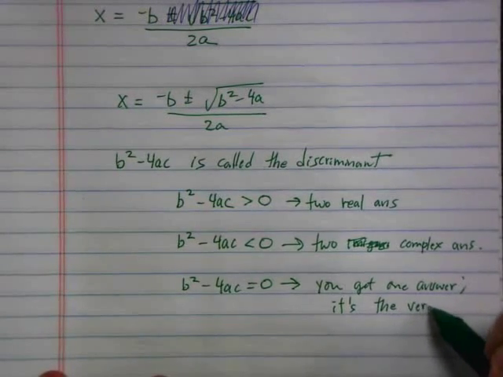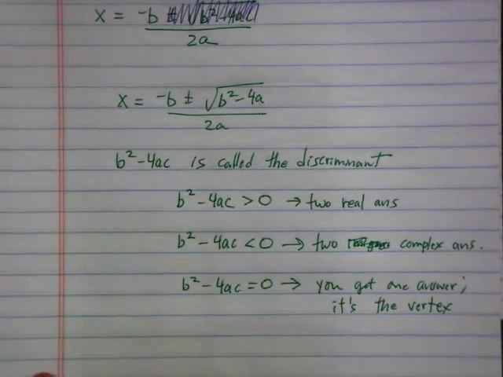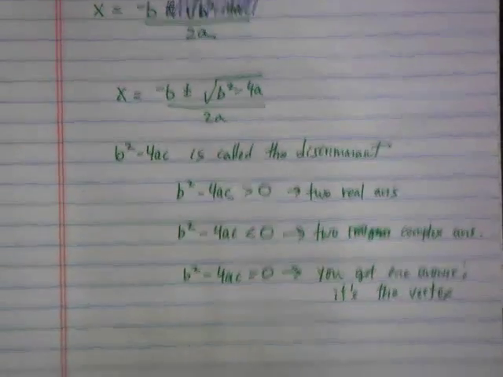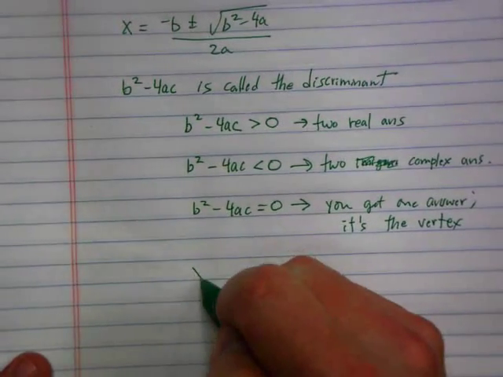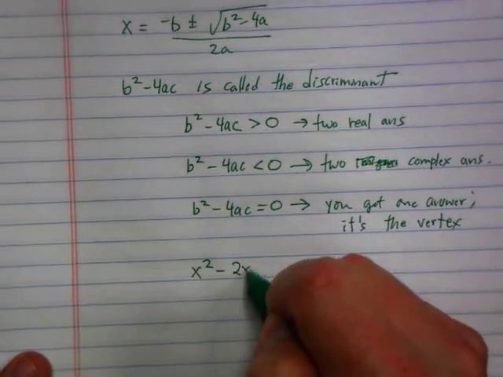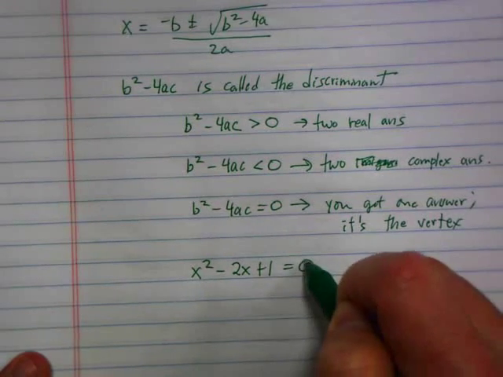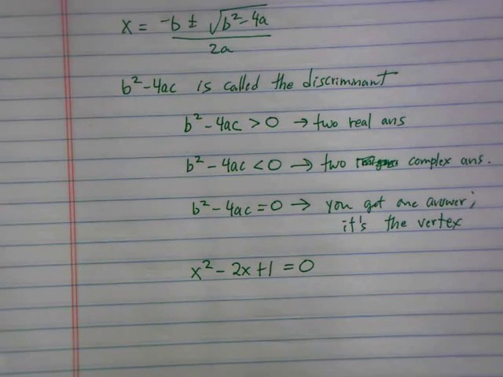That doesn't happen very often, but it can. And the way it would happen would be if your equation was something like x squared minus 2x plus 1 equals 0. If I gave you that equation, how would you solve it?